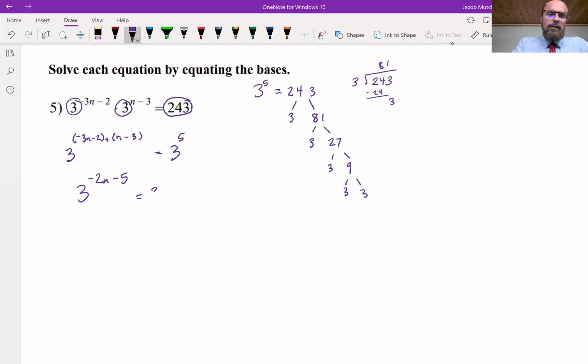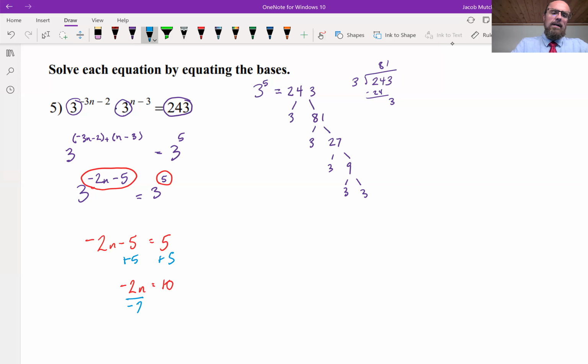So I have the arrangement where I have the same bases, one on each side, to different powers. So I'm ready to make the conversion to an associated exponent equation. So this is now negative 2n minus 5 equals 5. And that I want to solve. That's a simple linear equation. So I'll add 5 to each side. And I see that negative 2n then equals 10. And to solve that, all I've got to do is divide by negative 2. And I have a solution, n equals negative 5.